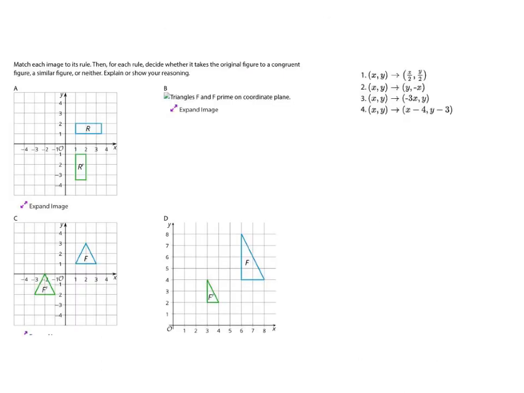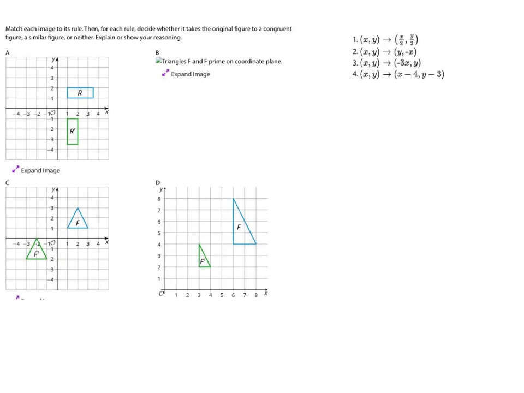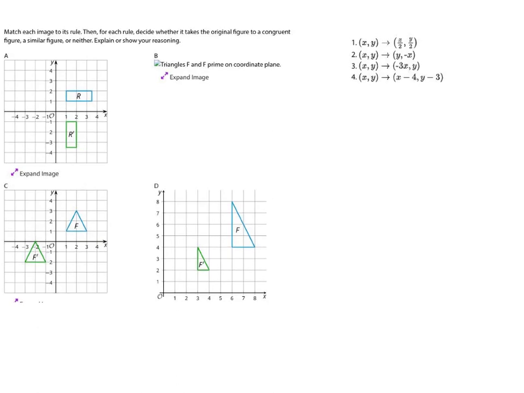All right, match each image to its rule. Then, for each rule, decide whether it takes the original figure to a congruent figure, a similar figure, or neither, and explain or show your reasoning. All right, if I look at A, looks like my pre-image is R and my image is R prime, and that looks like a rotation. Okay, I'm guessing that it's a rotation clockwise, 90 degrees, because it goes from quadrant 1 to quadrant 4. Okay, so let's keep that in mind.